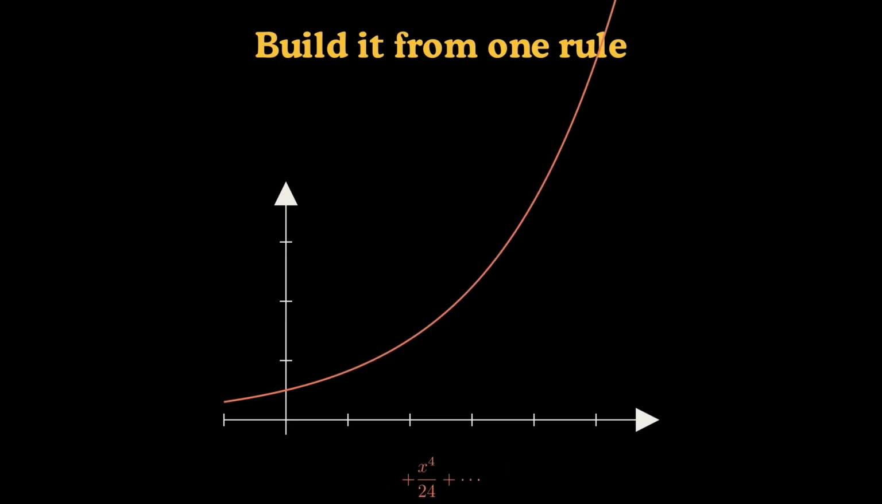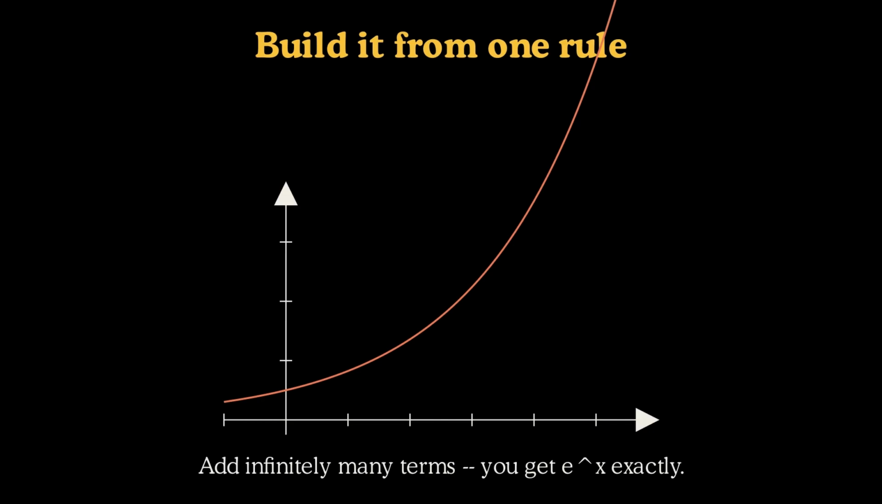Each time you add a term, the approximation gets closer to the true curve. To put it simply, you're essentially chasing your own tail, but the chase converges. If you add infinitely many of these terms, you will land exactly on e to the x. The function is literally its own correction mechanism, and it literally builds itself.